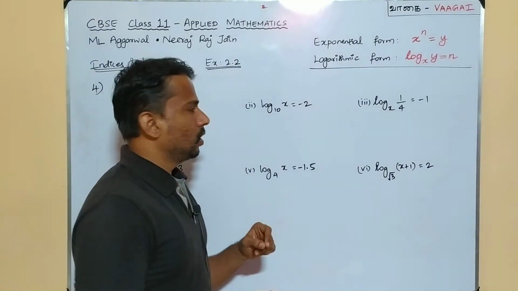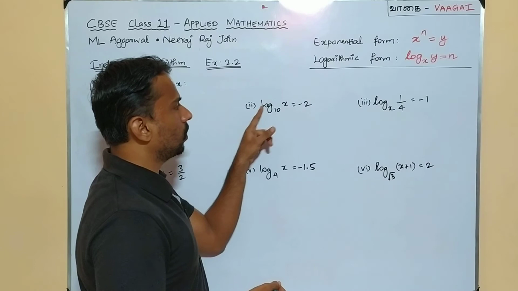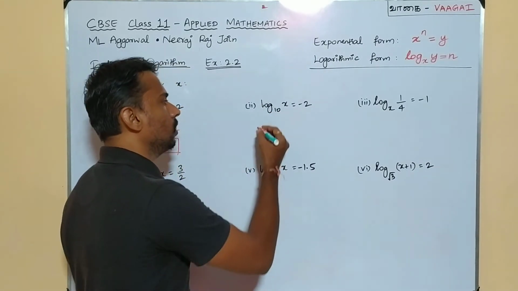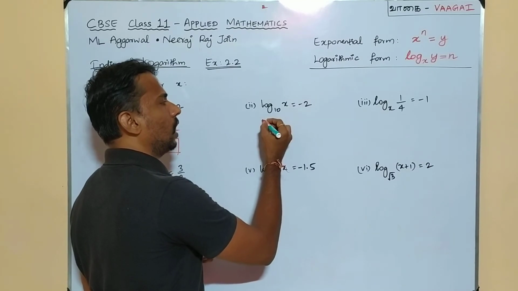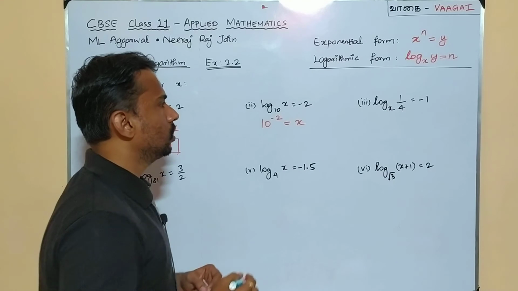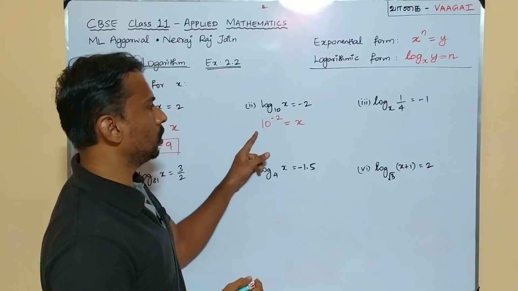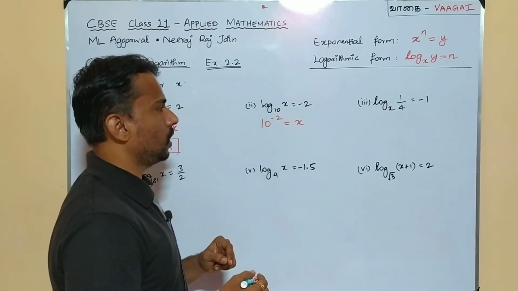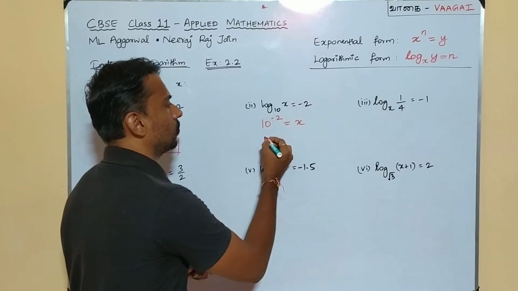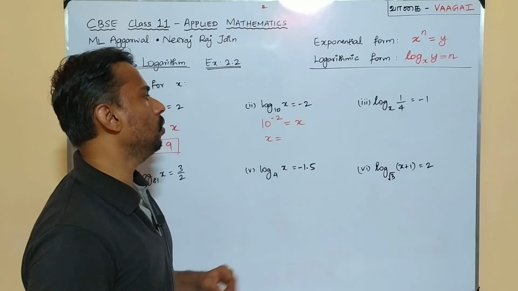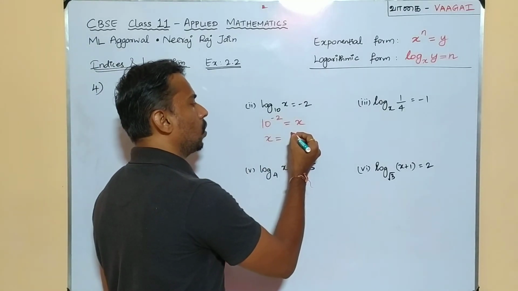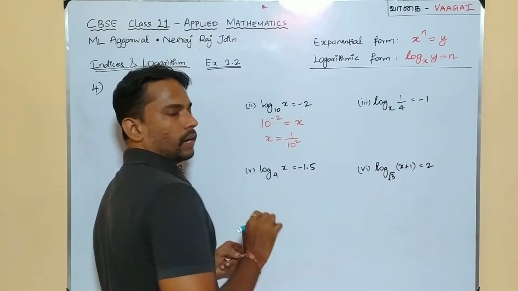So next one. Here the question is log x to the base 10 is equal to minus 2. So here again we do the same. We will have 10 to the power minus 2 equal to x. So this is what we will have, right? So if you want to find the value of x, x is equal to 10 to the power minus 2. What is 10 to the power minus 2? We can rewrite it as 1 by 10 square.